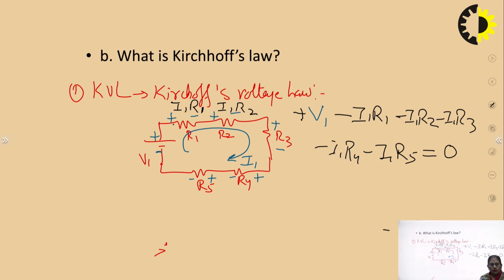So how many voltages are we having? 1, 2, 3, 4, 5, 6. 1, 2, 3, 4, 5 and 6. So the algebraic sum of all the 6 voltages will be equal to 0. So this is Kirchhoff's voltage law.